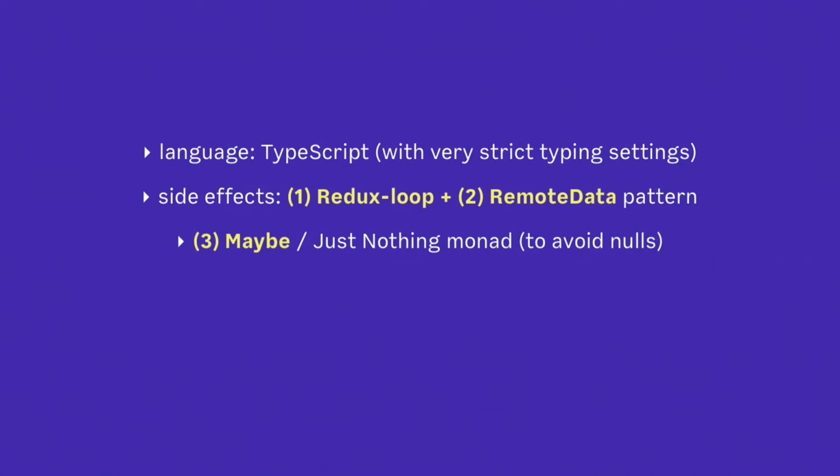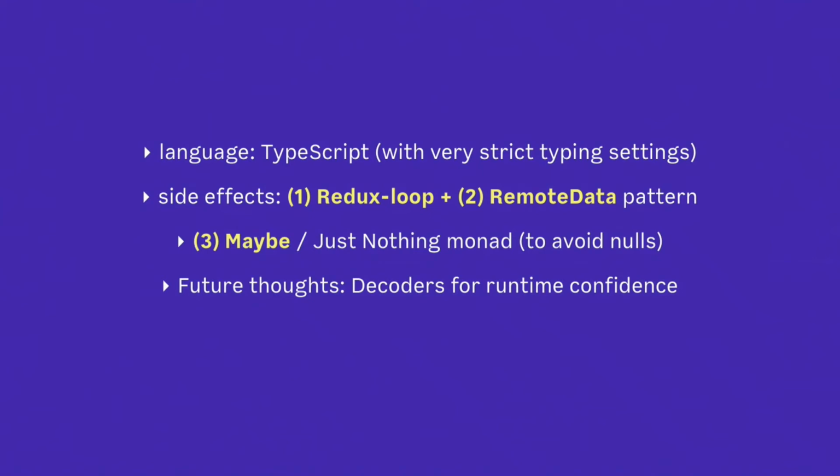If you don't know what that is, it's okay. I'll try to explain as best I can in normal language, but the idea is to just avoid nulls in general. And this will be for maybe a future presentation, but thoughts about decoders for runtime confidence. And if you've heard of io-ts or something like that, it's a similar idea, validating the data at runtime.